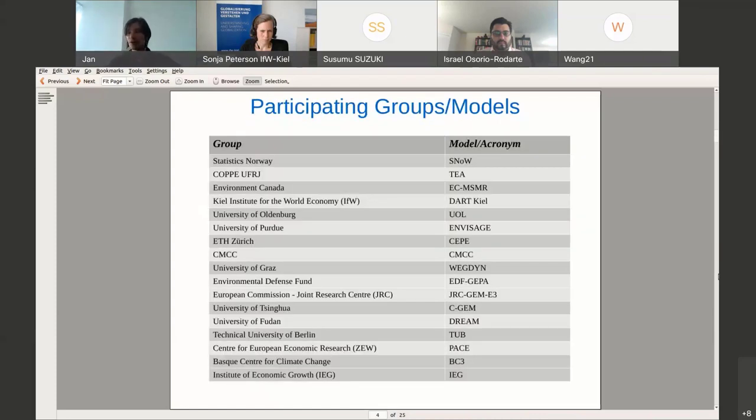So as for the whole setup, the cross-comparison comprises 17 international models, international teams, that we see here. 15 of those models are multi-region models that simulate all of the core scenarios. Two of the models are single-country models that then join in when we go into the household incidence.